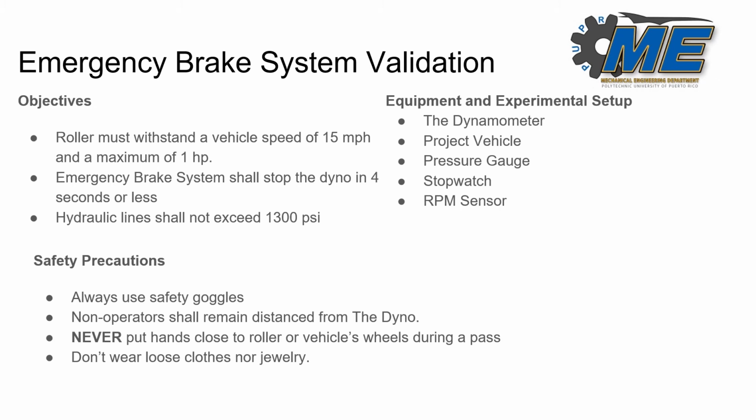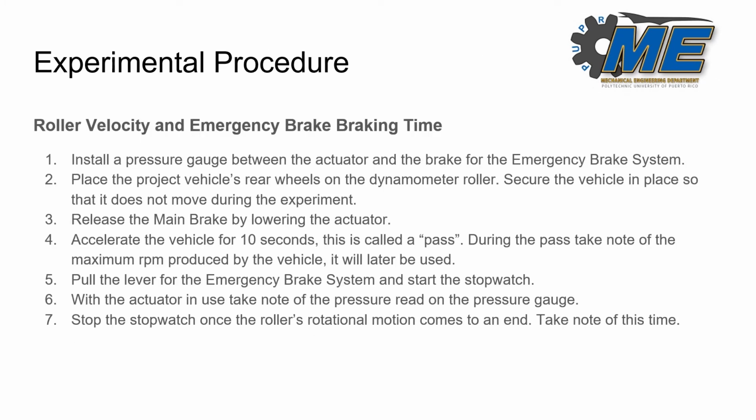nor jewelry. The experimental procedure for experiment number 3 is: Step 1, install a pressure gauge between the actuator and the brake for the emergency brake system. Step 2, place the project vehicle's rear wheels on the dynamometer roller. Secure the vehicle in place so that it does not move during the experiment. Step 3, release the main brake by lowering the actuator.